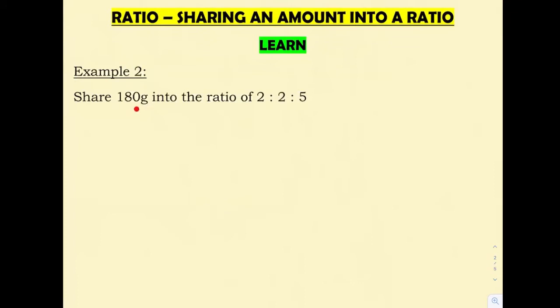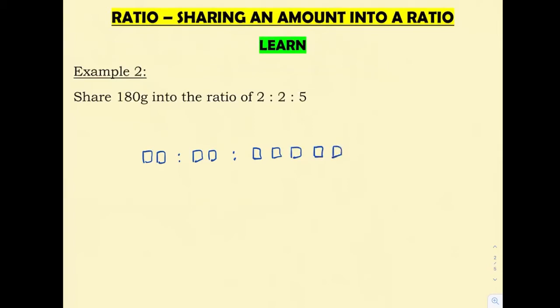Now, the only difference to this example compared to the first one is that now we're splitting the 180 grams into 3 different sections rather than the 2 sections from before. But the principle is the same. So we're going to draw the ratio out as a diagram. So 2 to another 2 to 5.